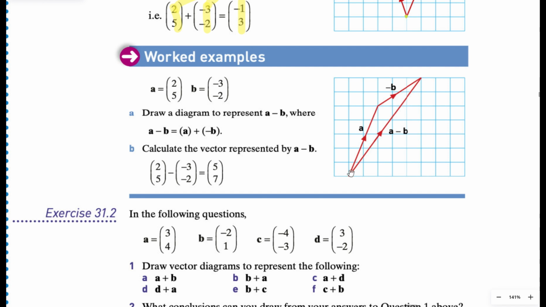So that's what we have here. We did 2 boxes. See this line? And 5 upward.